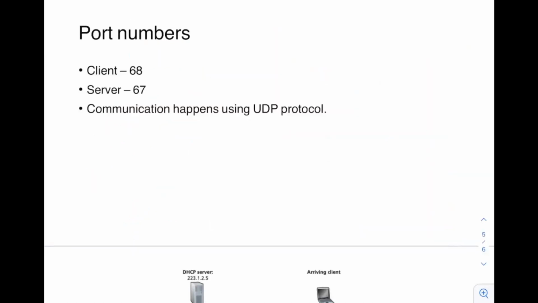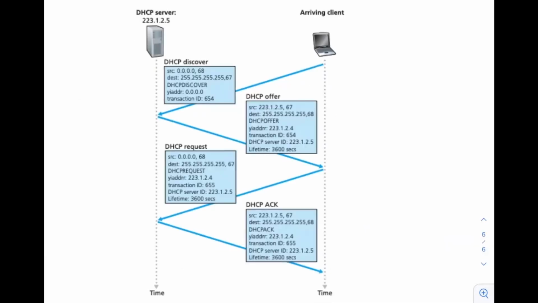Now, what are the port numbers used? As I told, this is a client-server protocol, and on the client side, the port number used will be 68. On the server side, the port number used will be 67. And the communication here will happen over UDP protocol and not TCP protocol. This is very important. So now we will see what is actually there in the DHCP discover packet, and what is actually there in the DHCP offer packet. We will see all those details here.